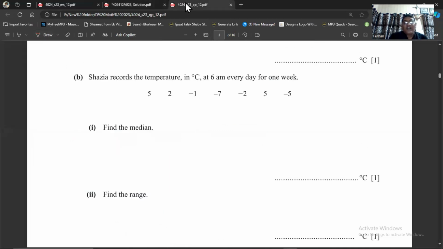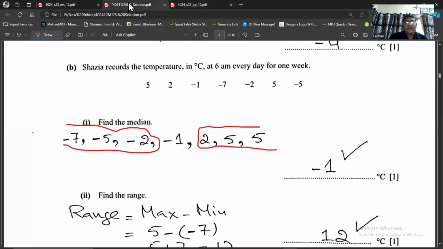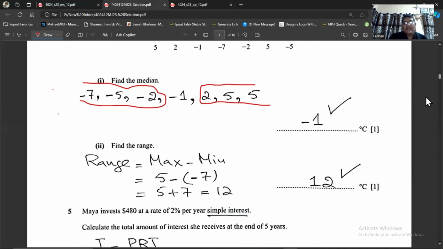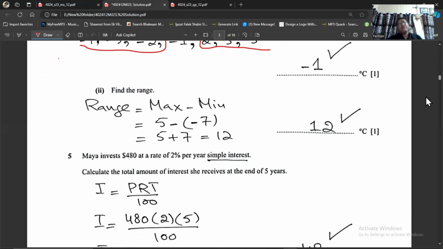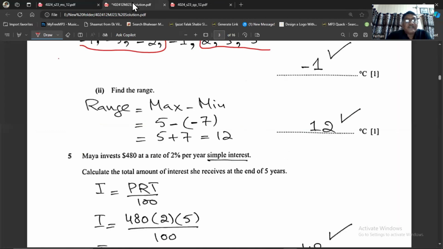So the next question is find the range of the data. If you want to find the range, that is the maximum number in the data minus the minimum number in the data. So the maximum number in the data is 5, and the minimum number in the data is -7. So 5 minus -7, that will be 5 plus 7, and that will be 12. So the range is 12. Okay, so our answer is right.